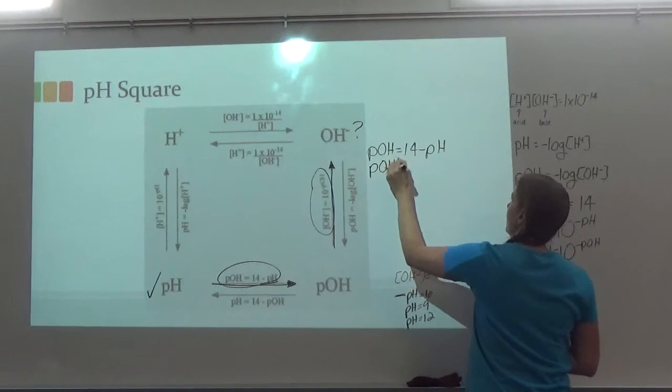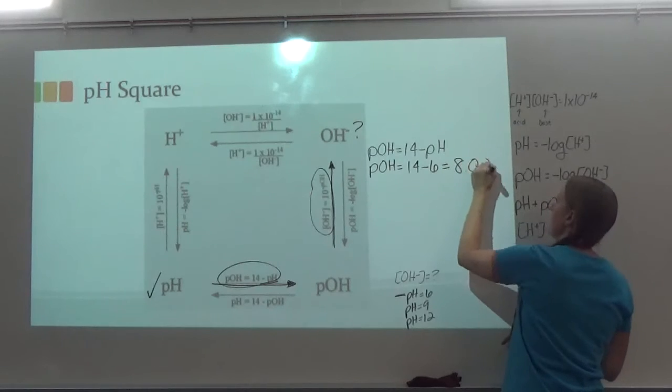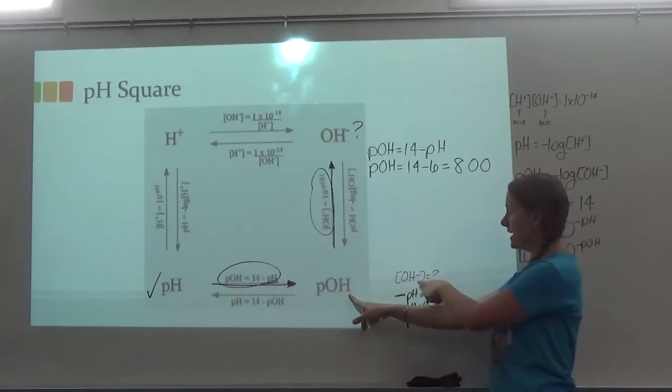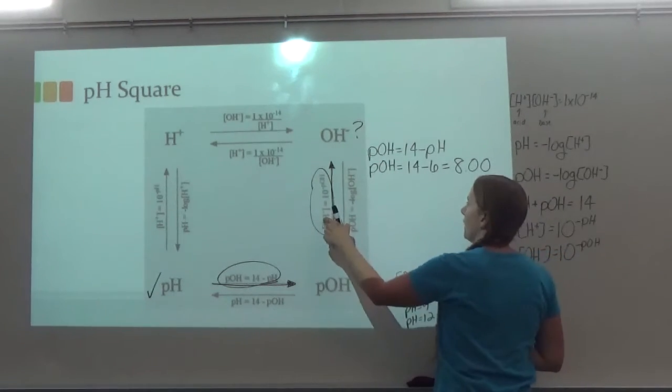So pOH is 14 minus, what are we doing this time? 6. So that gives me 8. But remember, that is my pOH. They didn't ask me for pOH. They asked me for OH minus. So I still need to go up. All right, so I'll follow my up formula.